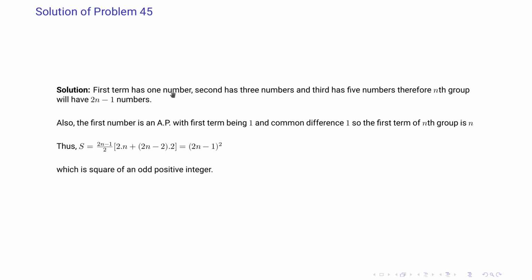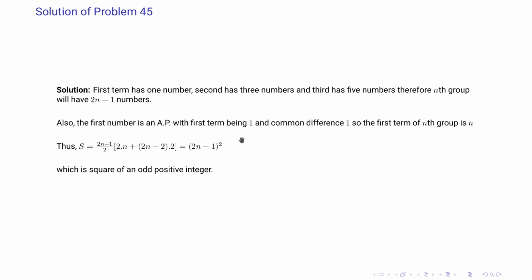So first term has one number, second has three, and third has five. So nth group would have 2n minus 1 numbers. Also, the first term of an AP is the first term being 1 and common difference 1. So the first term of nth group is n.